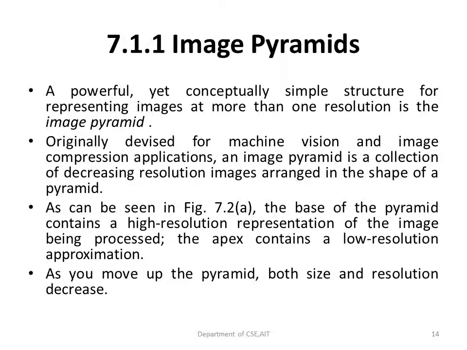Originally it was devised for machine vision and image compression applications. The image pyramid is a collection of decreasing resolution images arranged in the shape of a pyramid. As we can see in the figure shown next, the base of the pyramid contains a high resolution representation of the image being processed. The apex contains a low resolution approximation. As you move up the pyramid, both the size and the resolution reduce.